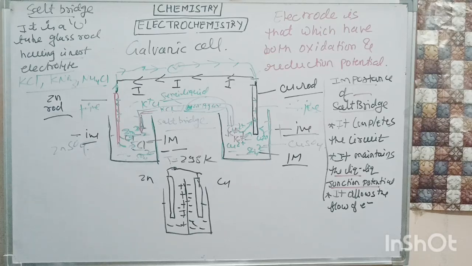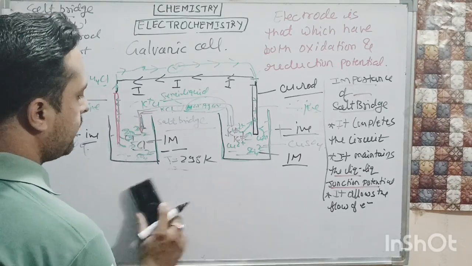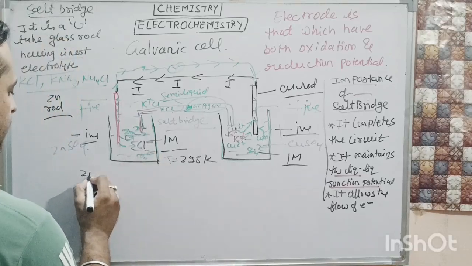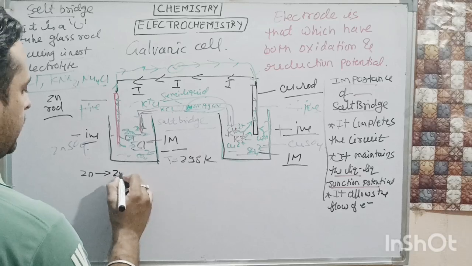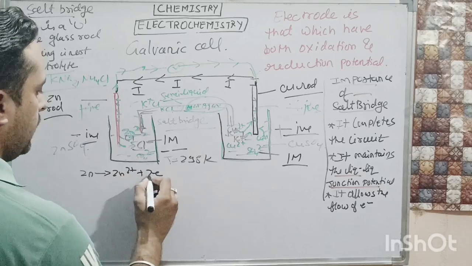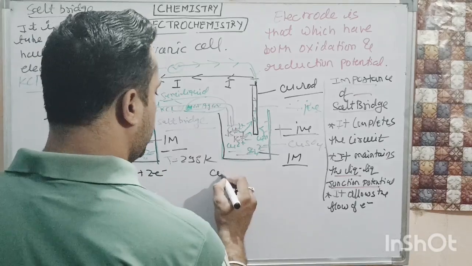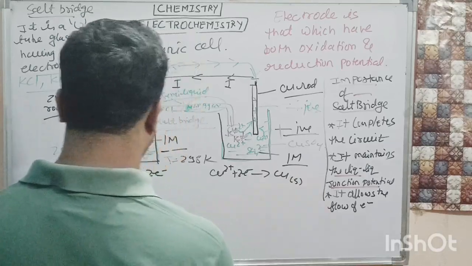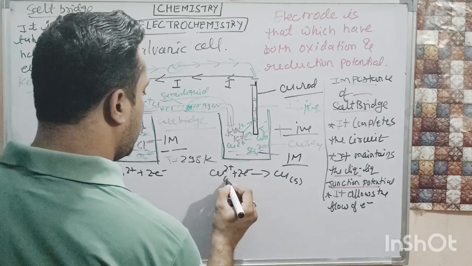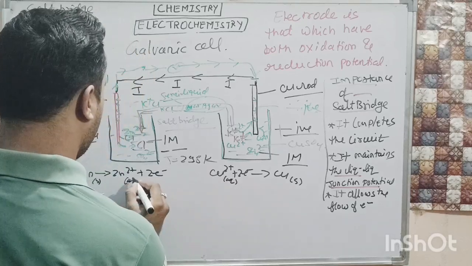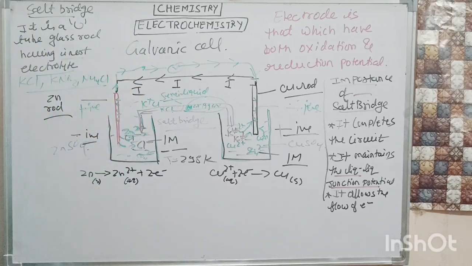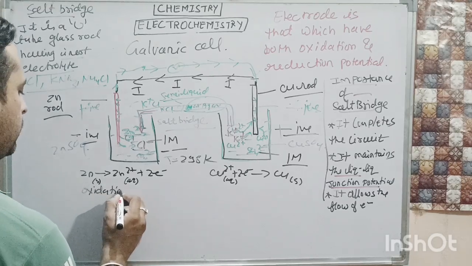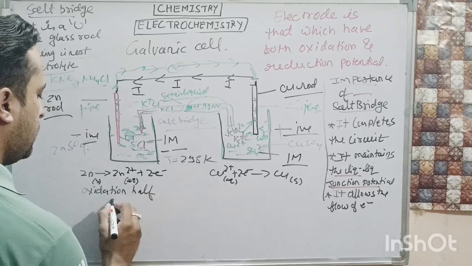ठीक है, that is called as oxidation half cell and reduction half cell. ठीक है, so in this place what is happening, we are having Zn to Zn2 plus and 2 electrons, यहाँ ऑक्सीडेशन हो रहा है, यहाँ पर Cu2 plus gains 2 electrons and becomes Cu solid. It is aqueous now and this becomes aqueous. ठीक है, this is called as oxidation half cell. इसी को कहते हैं क्या, oxidation half cell.